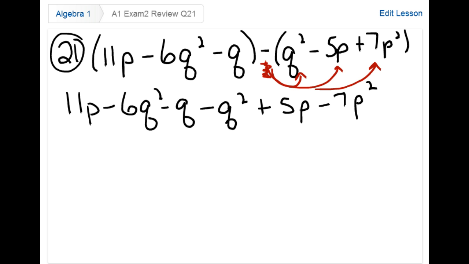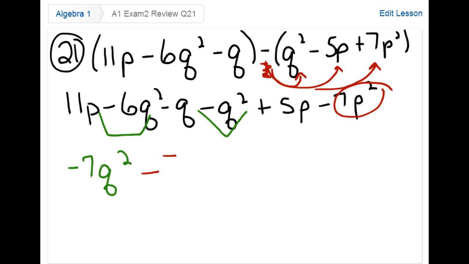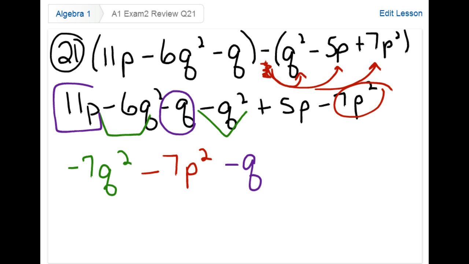Okay, now we'll collect like terms. We'll start with the q squares. So we have a minus 6q squared and a minus q squared. So minus 6 minus 1 q squared is minus 7q squared. For p squared, we have just the minus 7p squared. For q, all we have is minus q. For p, we have a positive 11p and a plus 5p. So 11 plus 5, that's plus 16p.